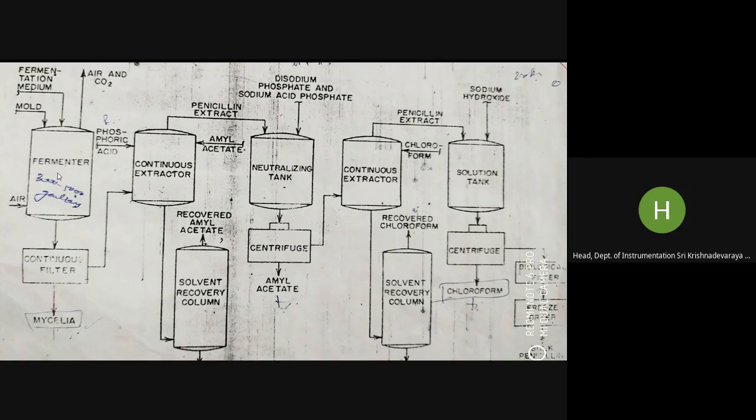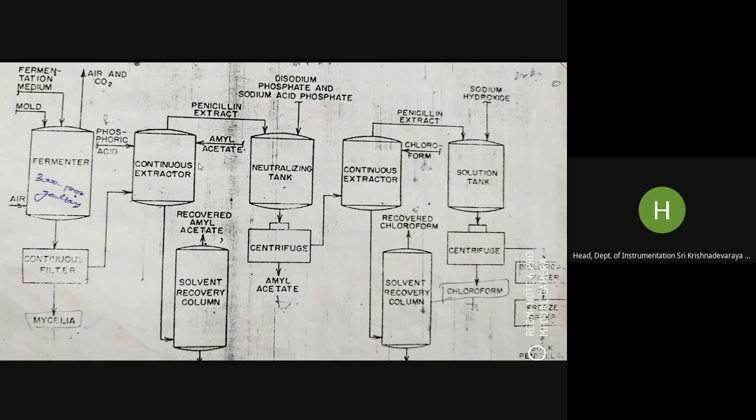The aerobic mold is allowed to grow for 5 to 6 days. It is aerobic because it is in the presence of oxygen. Anaerobic means in the absence of oxygen. During this time carbon dioxide is evolved after reaction with the oxygen that is present, and then you have the air and carbon dioxide escaping from the bottom. So this is exactly the major reaction that happens in fermenters.